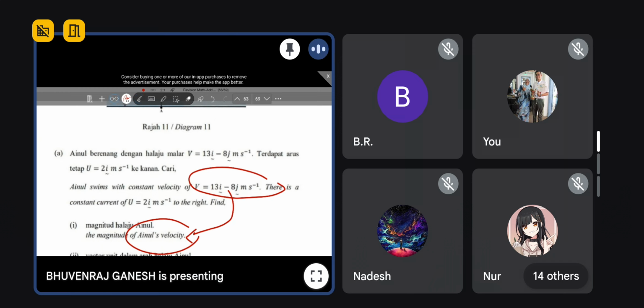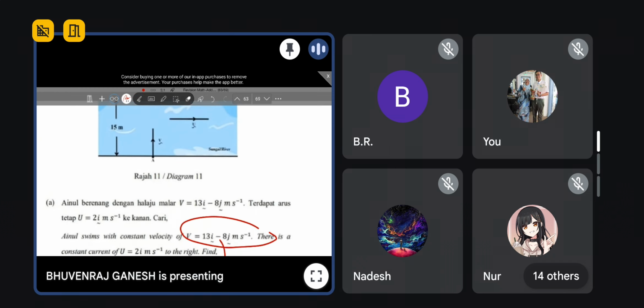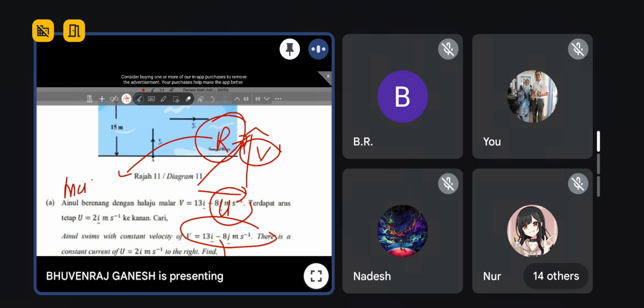Guys, if you don't understand, you must draw the diagram. Kamu kena lukis rajah. So guys, v is like this, correct? This is v. u is like this. So the actual velocity, halaju sebenar Ainul, sebenarnya akan macam ni kan? It'll be like this, the resultant, because you have a water current and also the swimming velocity. So dua-dua ni akan tambah. You will add up to form the resultant velocity. This one only you will use to find the magnitude.